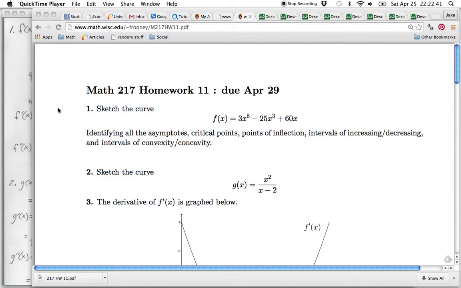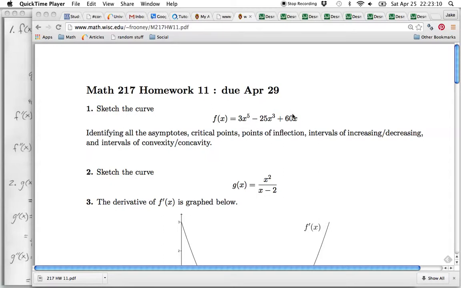Okay, homework 11 is a bit of a review. So what I'm going to do is go through each problem. This first video is going to cover 1 and 2, so we see we're sketching curves. We have a polynomial here for number 1, and we want to find asymptotes, critical points, points of inflection, intervals of increasing, decreasing, and our different concavity, convexity.